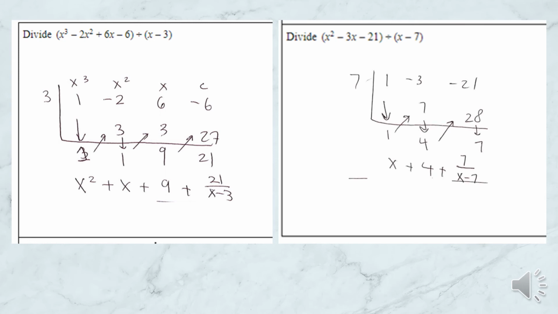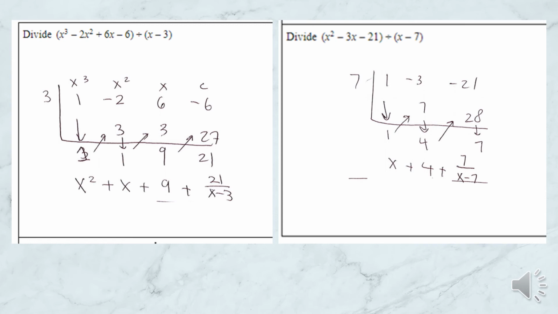In the rightmost example, again, I place positive 7 on the left. I put my coefficients on the inside. I bring the first term down, multiply it by my outside number, place that number diagonally, add, repeat, and get my remainder to be 7, my constant to be 4, and my linear term to be 1x.